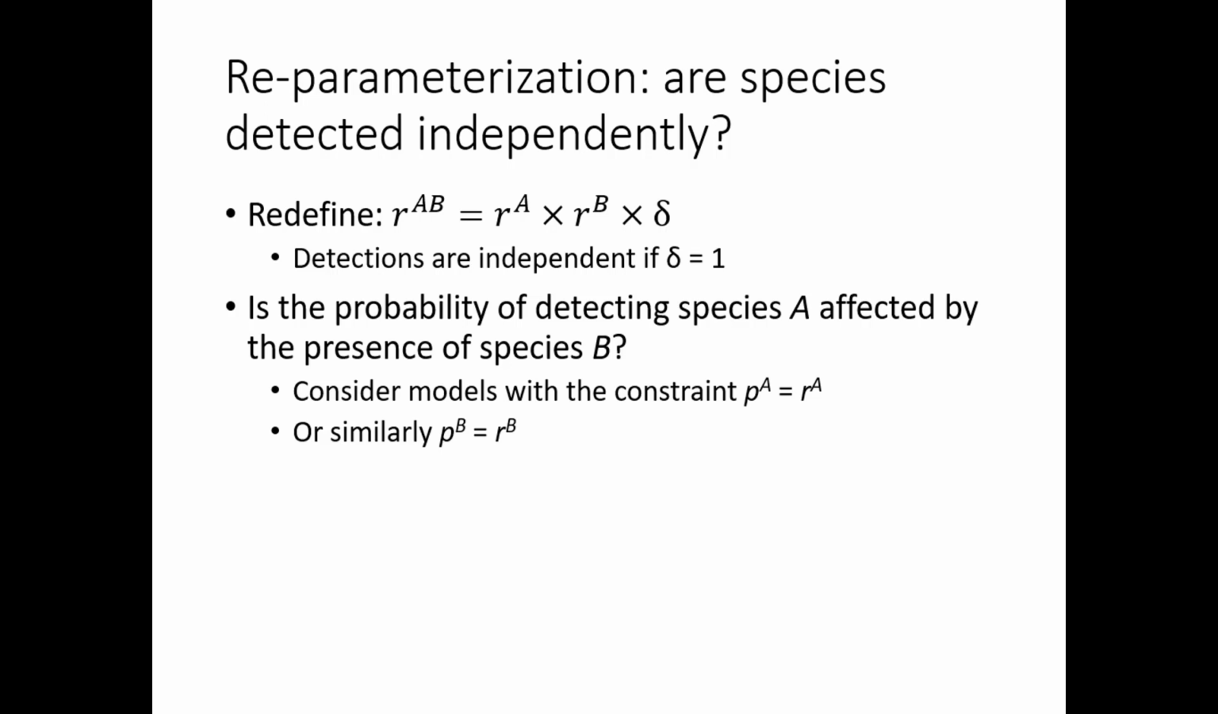For example, the model constraint with the detection of species A only equal to the detection of species A when species B is present can be compared to a model with separate parameter estimates. The constraints for the detection of species B can be done in the same way.